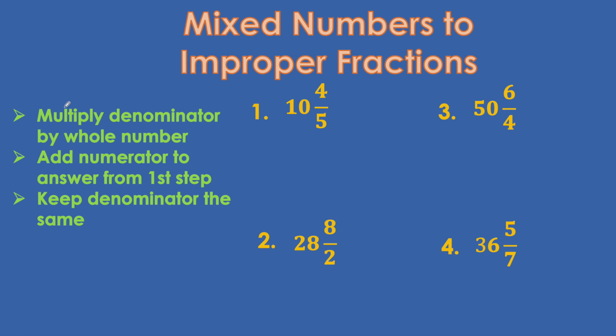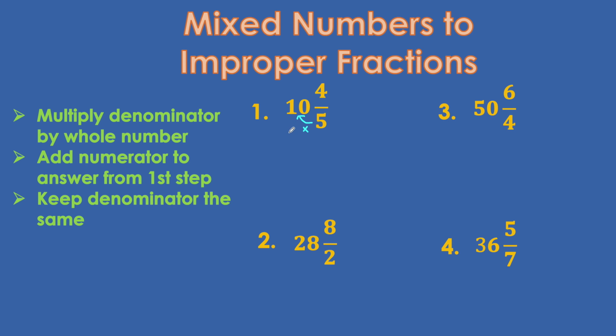First step we want to do is to multiply the denominator by the whole number. You're going to take this denominator of the fraction and multiply by this whole number. So 5 times 10. Let's put a multiply sign so you know to multiply. Second step, add the numerator to the answer from the first step.